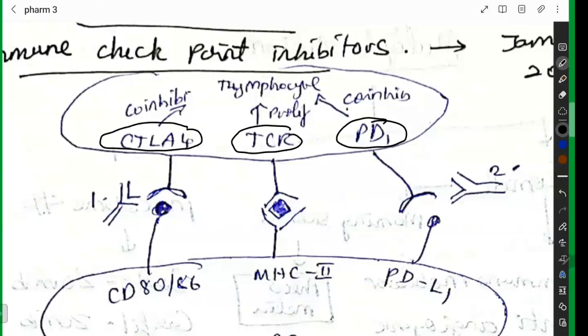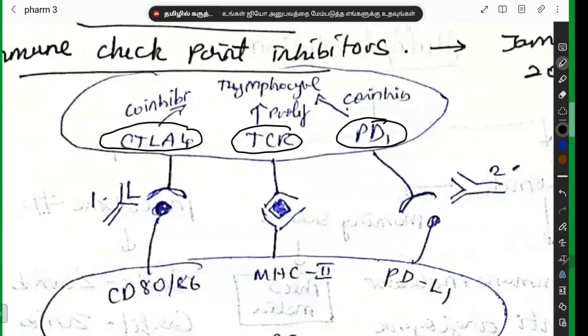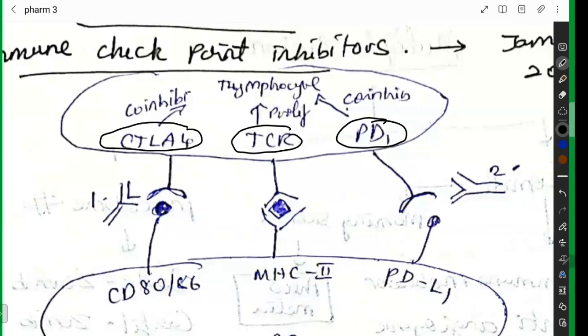Okay, so CTLA4 is going to be a co-inhibitor. PD1 is going to cause inhibition of your T cell proliferation, whereas your TCR causes increase in the T cell proliferation. Who is going to give the signal for your TCR, CTLA4 and PD1? Your antigen presenting cells. Whenever there is antigen present in your antigen presenting cells, what happens? It is going to present it to the major histocompatibility complex 2. It is going to send the signal to your TCR, T cell receptor, and this leads to proliferation of your T cell for guarding, for immunity.